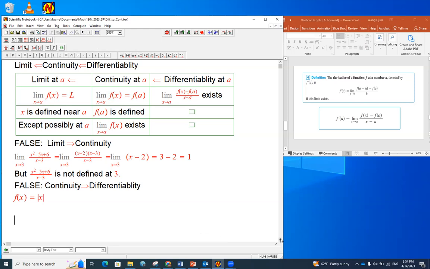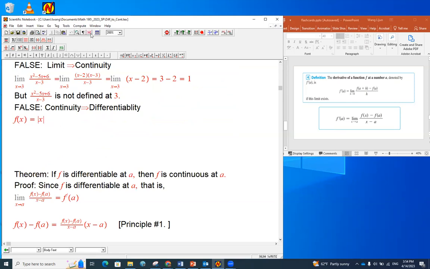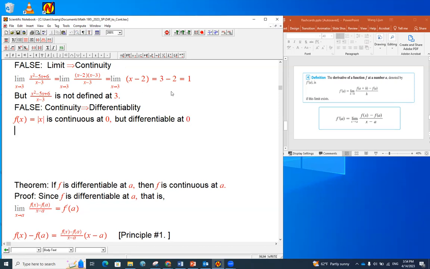This function is certainly continuous. This function is continuous at 0, but not differentiable at 0. So how do we demonstrate that? First, we want to demonstrate that this function is continuous at 0.